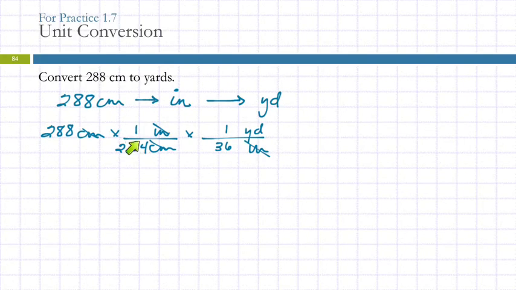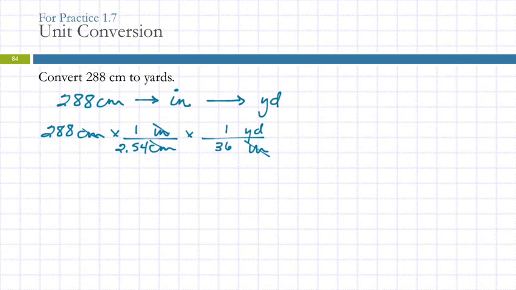Okay, now, when we have this all set up like this, go from left to right, 288, times the top, divide by the bottom, times the top, divide by the bottom. Sometimes you might have 4 or 5 things strung together. Just go times the top, divide by the bottom. That way you don't have to worry about any parentheses or forgetting anything. 288, multiply by 1, it doesn't do anything. Divide by 2.54 times 1 divided by 36 equals.